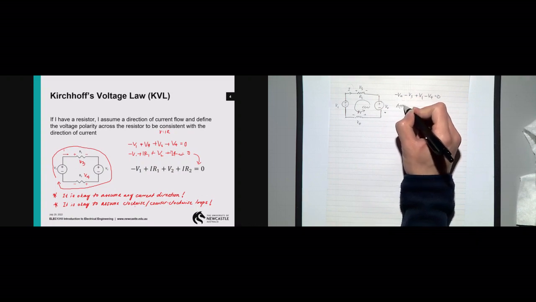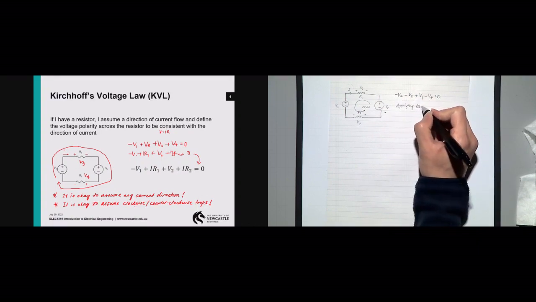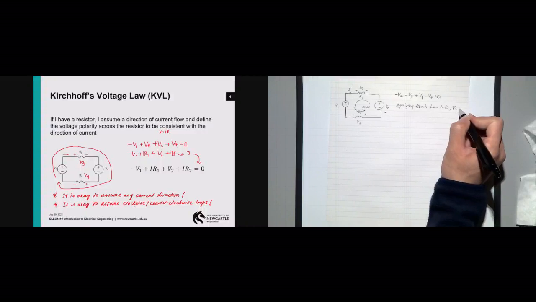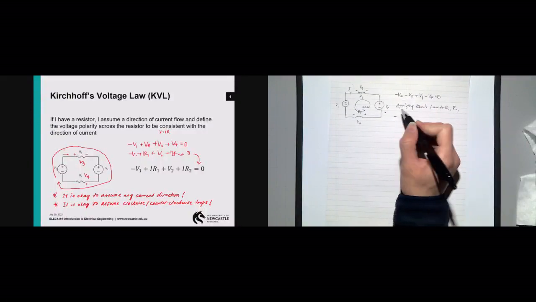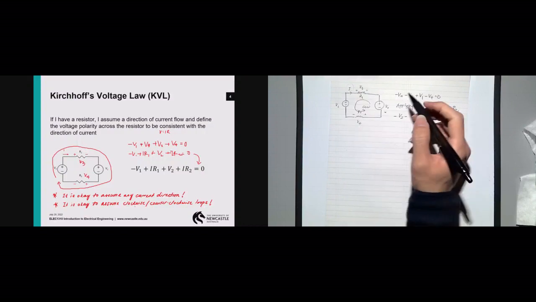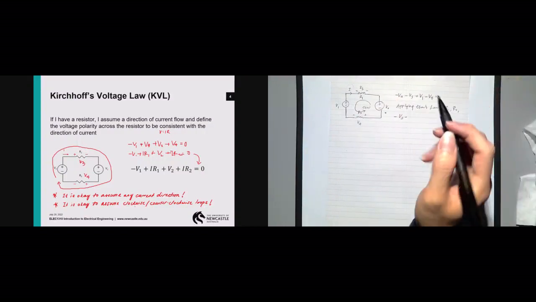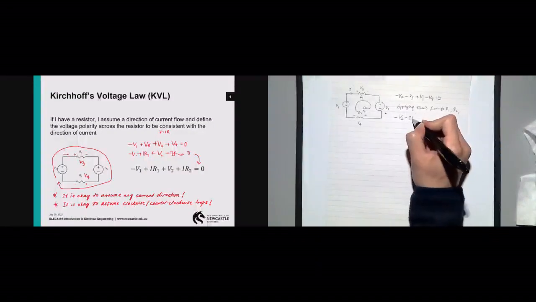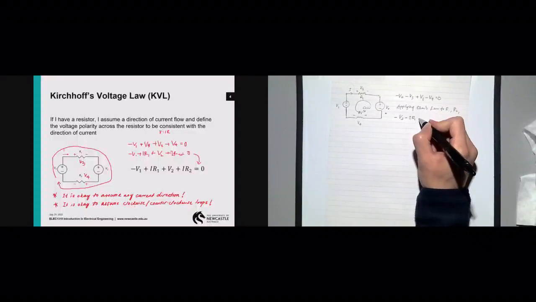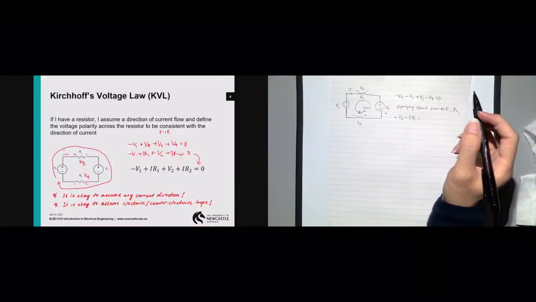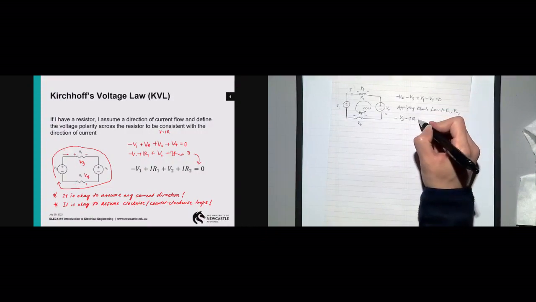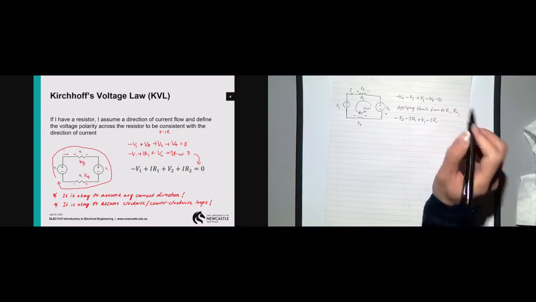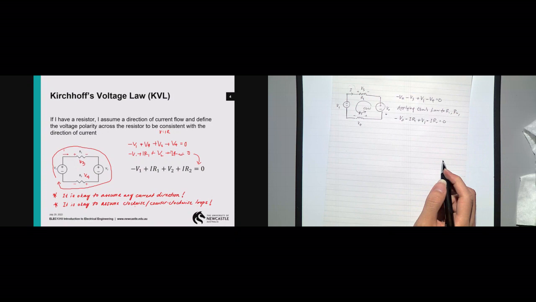Applying Ohm's law to R1 and R2, I have negative V2 minus I R1, plus V1, then we have minus I R2, equals 0.